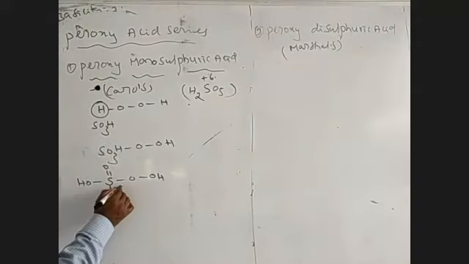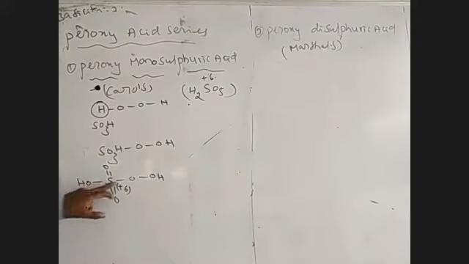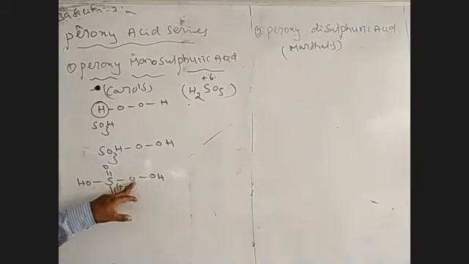Here sulfur has +6, in the S and O bonds. Which one is more electronegative? Oxygen. Therefore, all the bond pairs move towards oxygen. Therefore, oxygen carries a negative charge and sulfur has the +6 oxidation state.